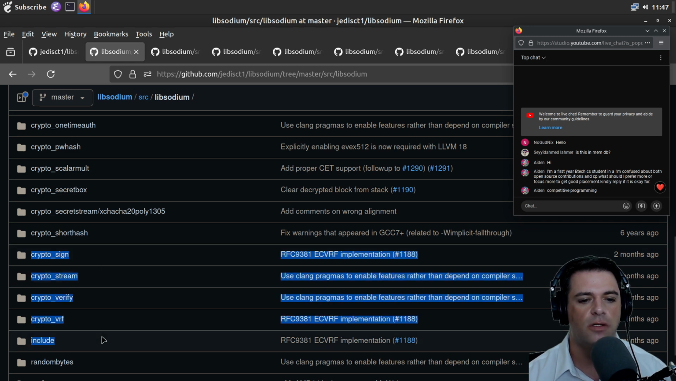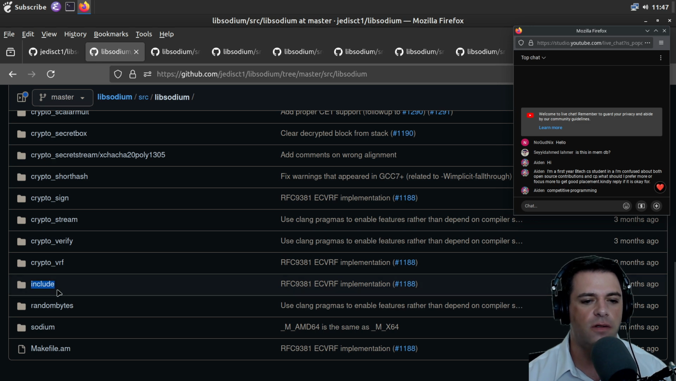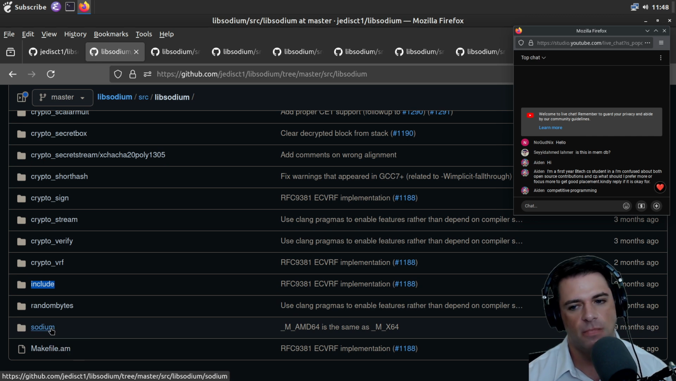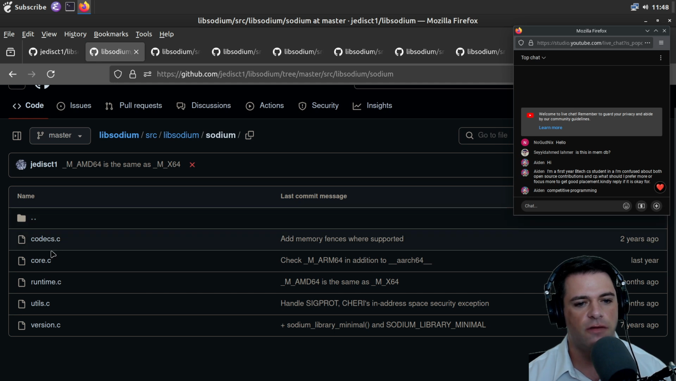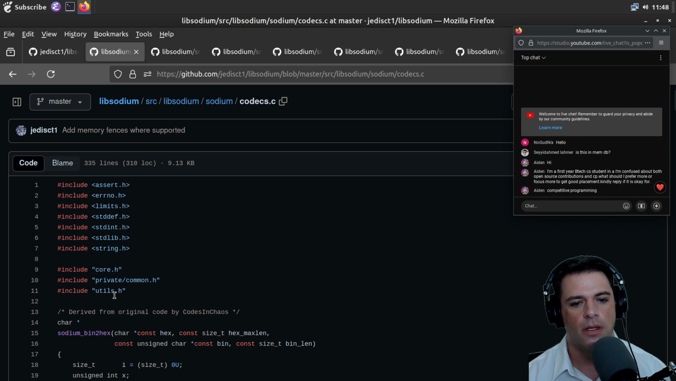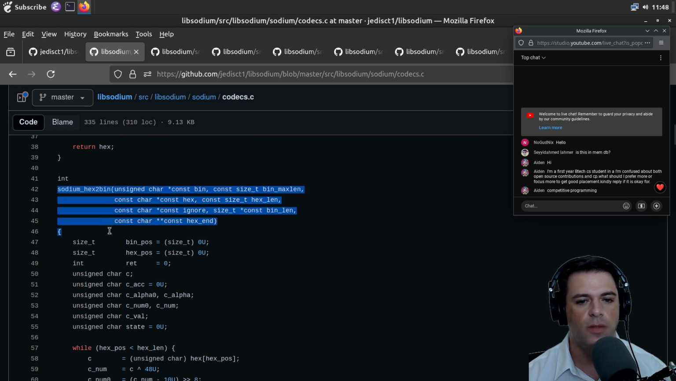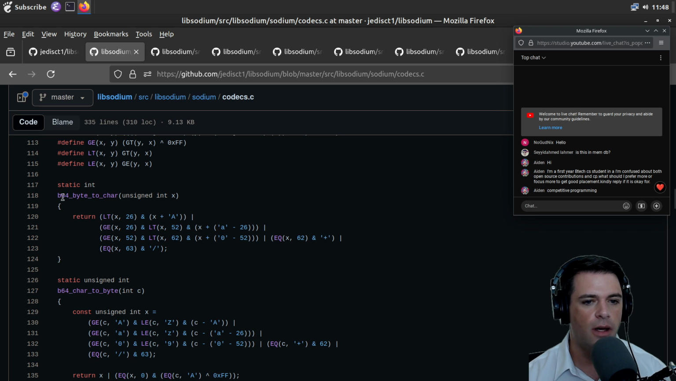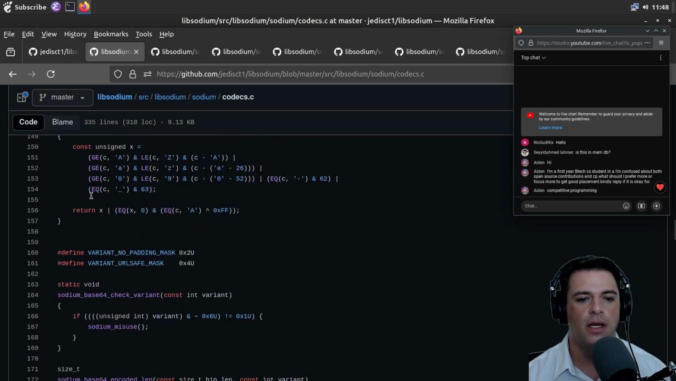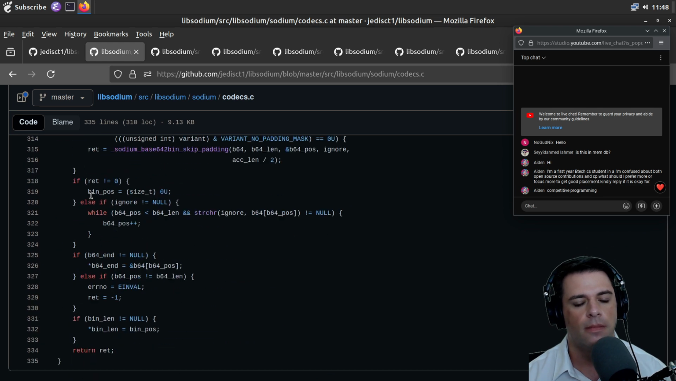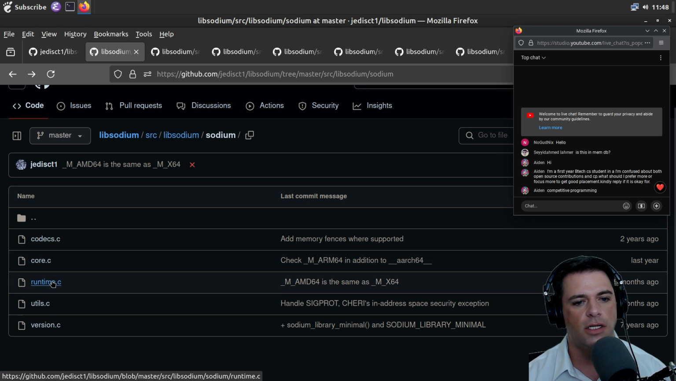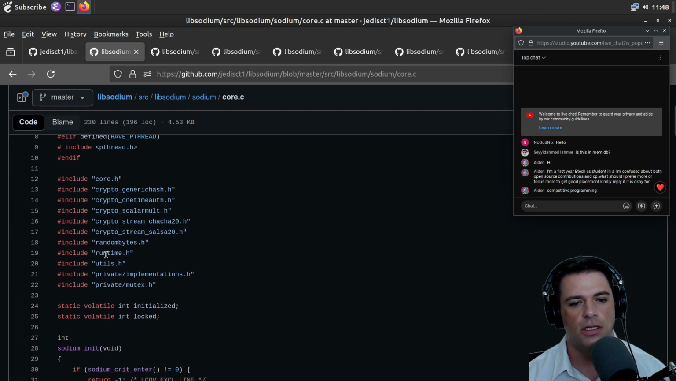We have some include stuff. It may be that all the headers are include, which is not my favorite way of organizing, because then I have to jump back and forth between different folders to figure out which headers are what. We have codecs and core in the sodium. What is codec? We have bin to hex. So I guess binary to hex. It's just hex encoding. Hex to bin. Does that count as a codec? B64 char 2 byte. Okay, so this is just encoding and decoding strings, essentially.